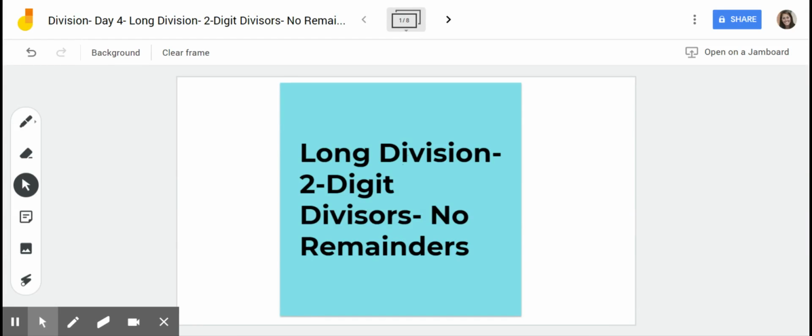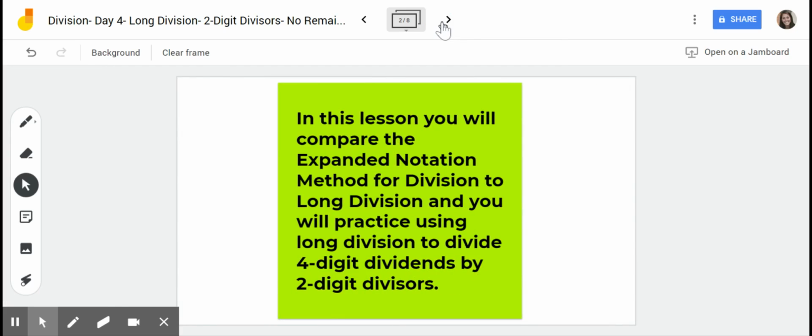Long division with two-digit divisors and no remainders. In this lesson, you will compare the expanded notation method for division to long division, and you will practice using long division to divide four-digit dividends by two-digit divisors.